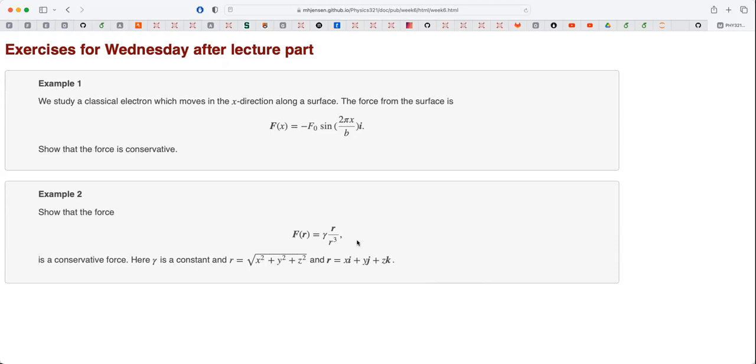Okay? So let me go through the details, so you can see how we can show that that is an energy conserving force. It's a conservative force. So this is example 2 here, and let's switch over to the whiteboard, so we can look at that one.